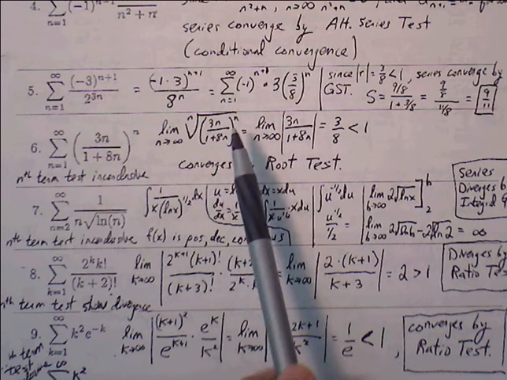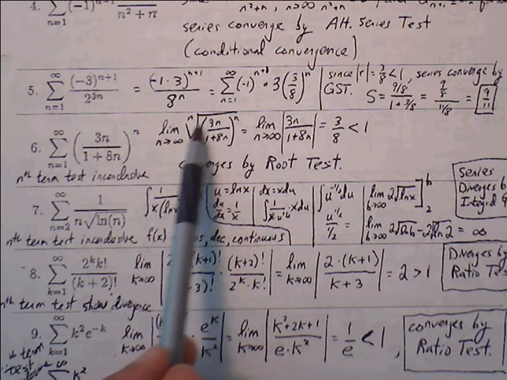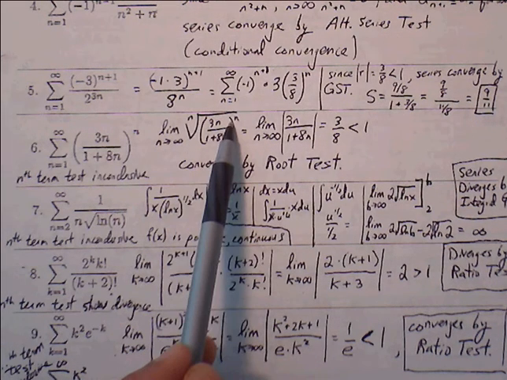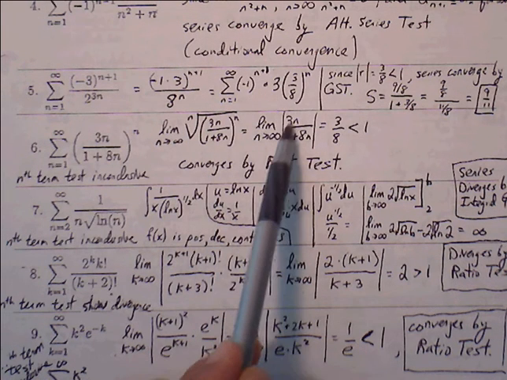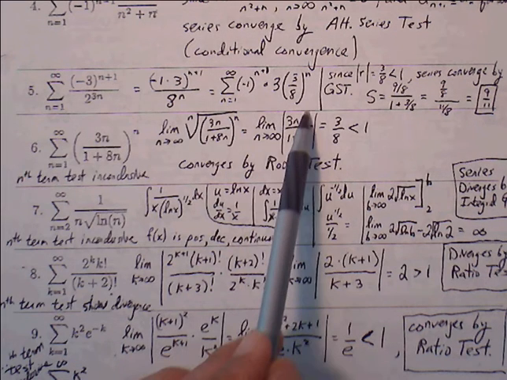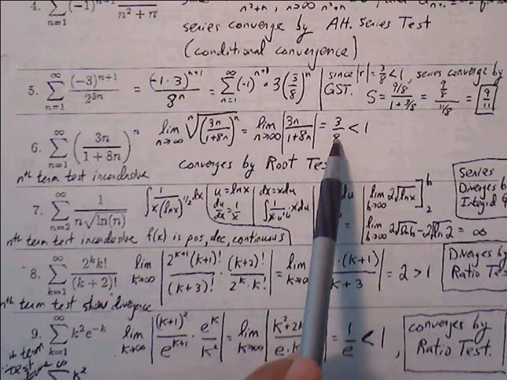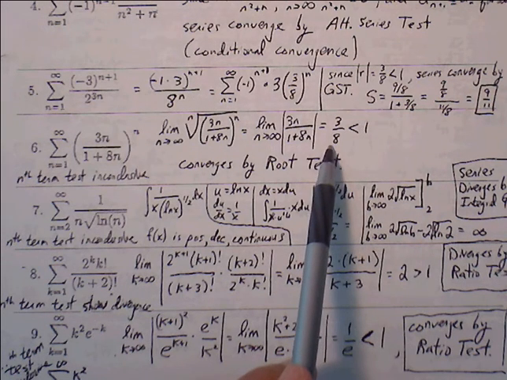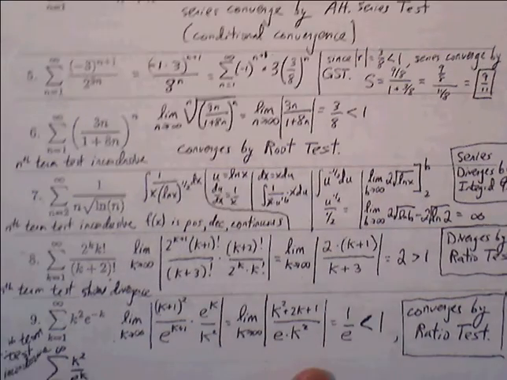So if we do the root test here, the limit as n approaches infinity of the nth root of this expression, notice the exponent and the root will naturally cancel out. So we can just focus on evaluating the limit as n approaches infinity of the absolute value of this expression, which gives us 3/8, and 3/8 is less than 1. As long as our result is less than 1, we can say that the series will converge by the root test.